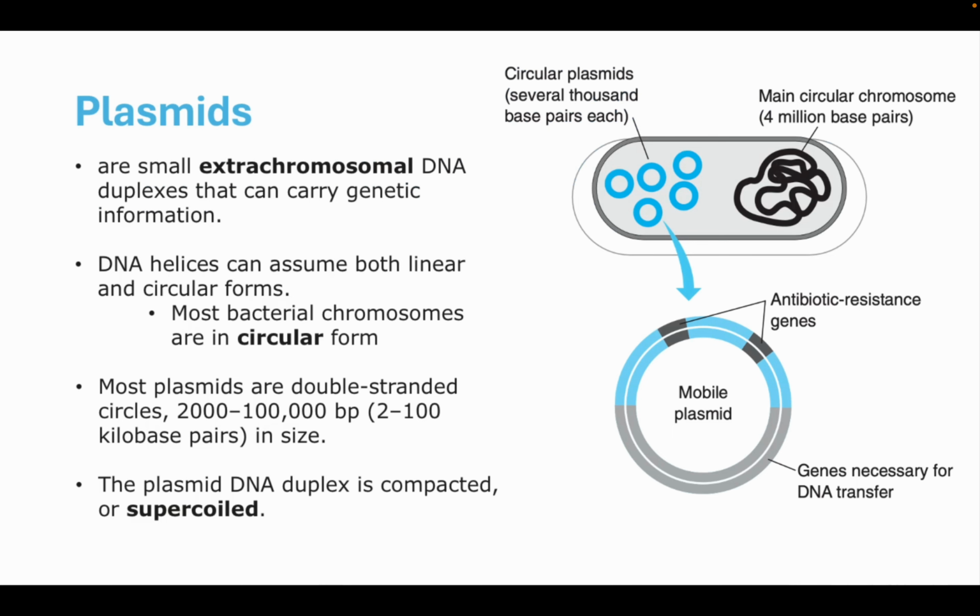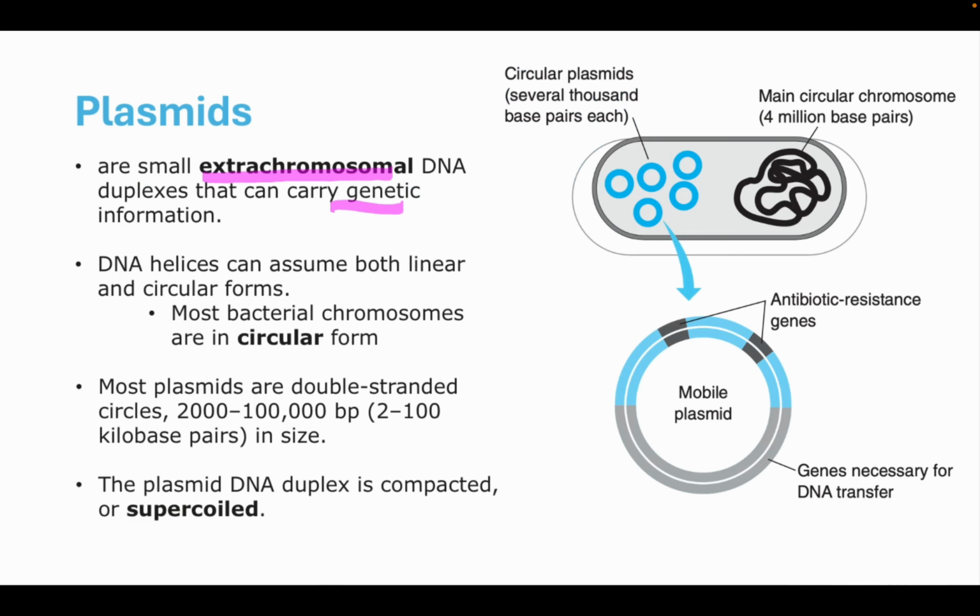Okay, another one. Again, plasmids are extra-chromosomal DNA duplexes that carry genetic information, and although they carry only a small amount of genetic information, that information is usually very useful. That's why plasmids are usually used in genetic cloning and in other applications, like gene therapy.